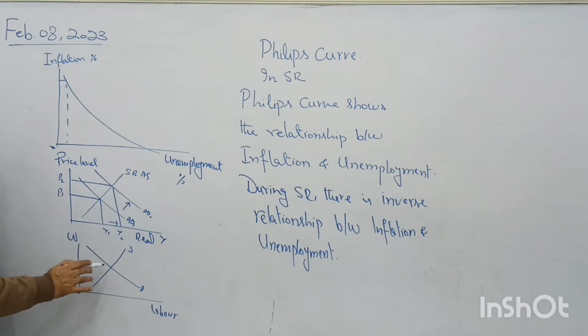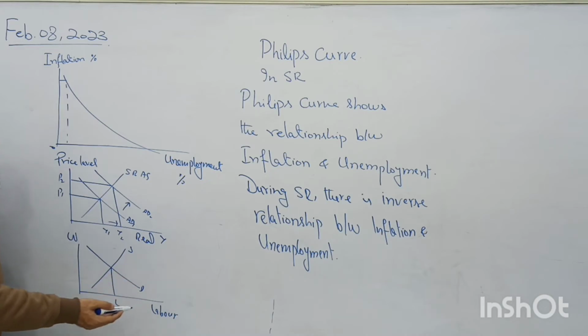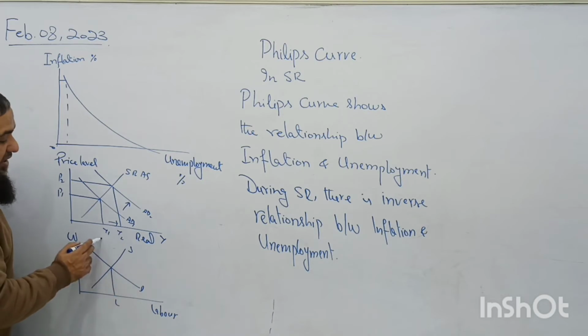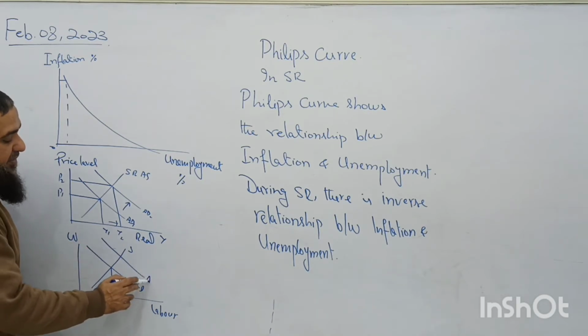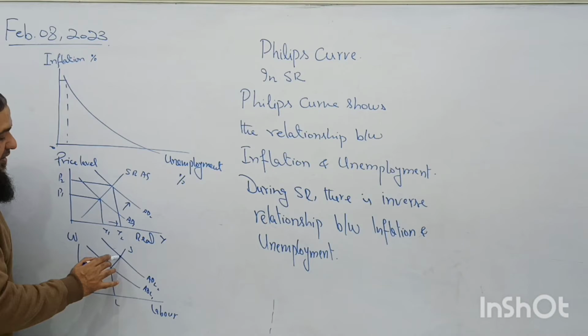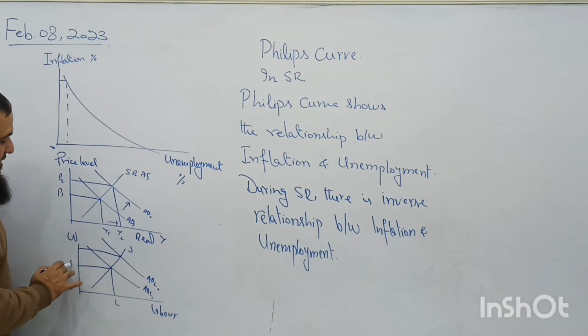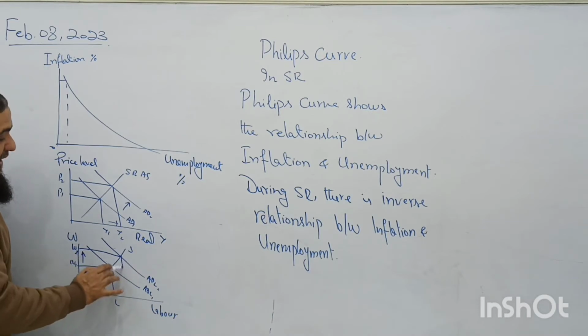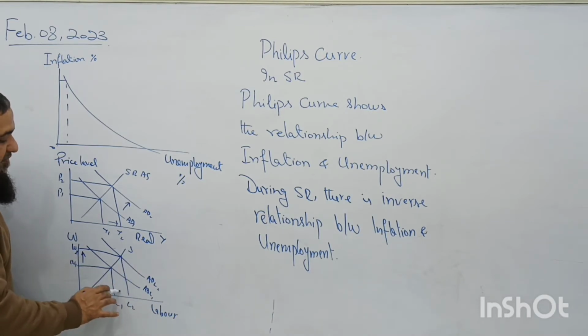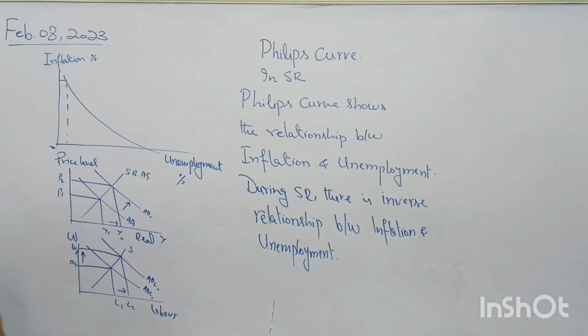When aggregate demand shifts rightward, what happens to the labor demand? You can say it is the aggregate labor demand, not at the micro level. Now it shifts rightward. So see over here, wages are increasing and employment is also increasing. So when employment increases, it means unemployment will decrease.